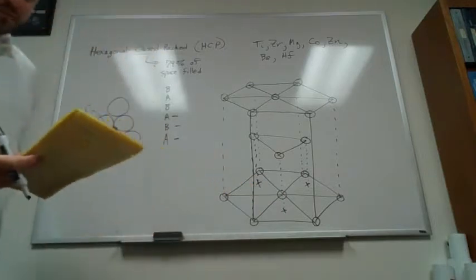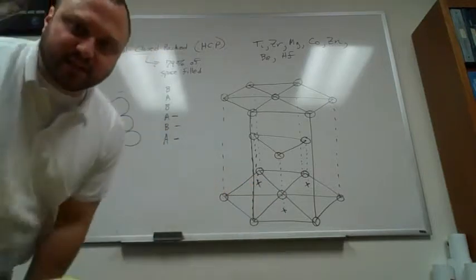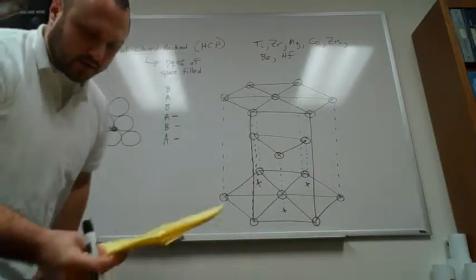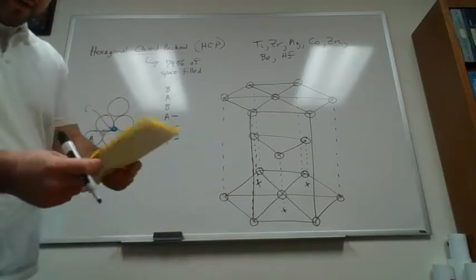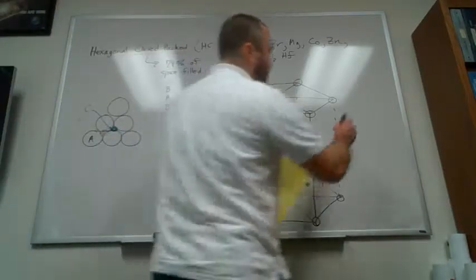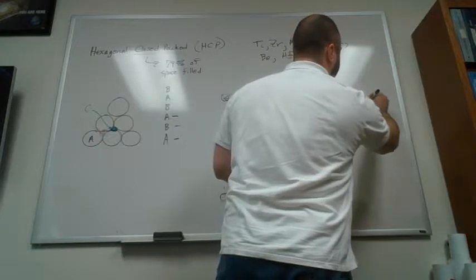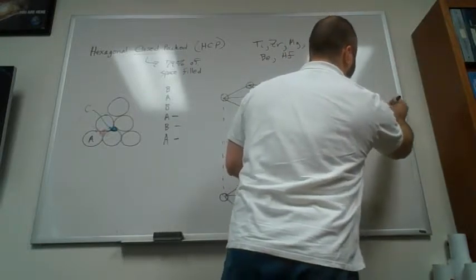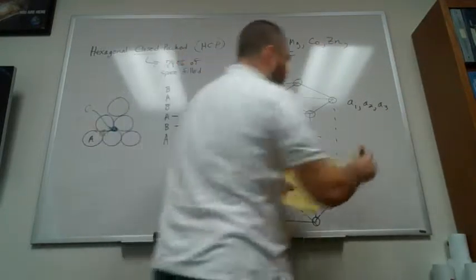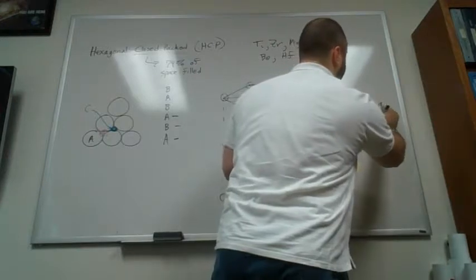All right? So we need to define axes of interest for this crystal structure as well. We're going to define 3 using the letter A, so A1, A2, and A3. And all of these are going to be in the close packed plane.